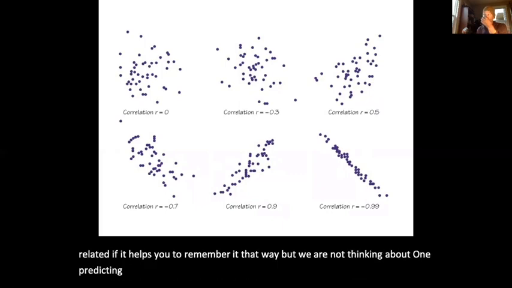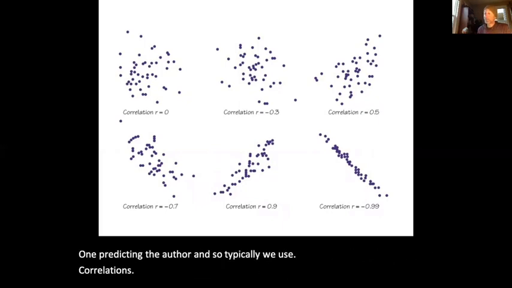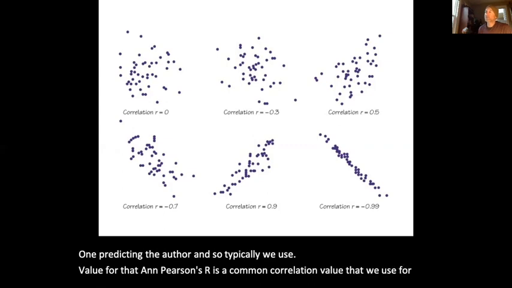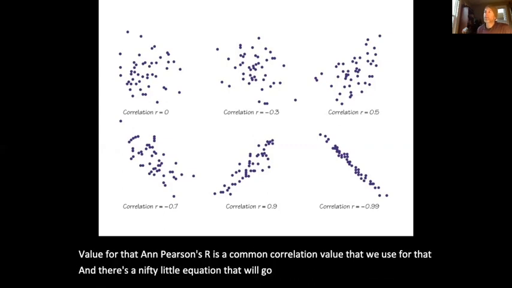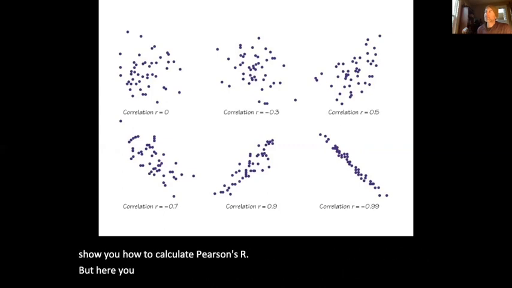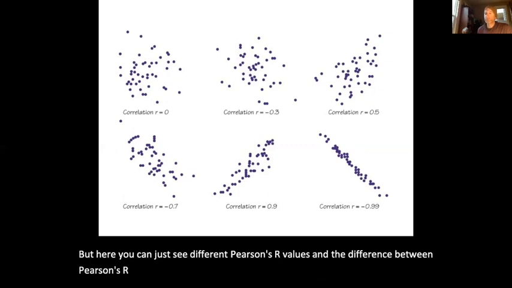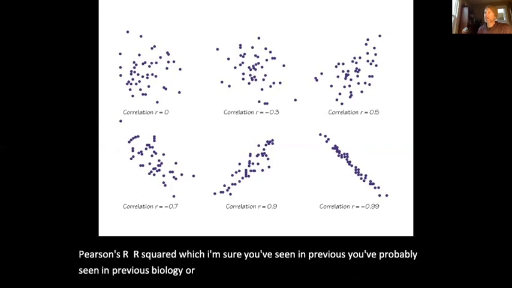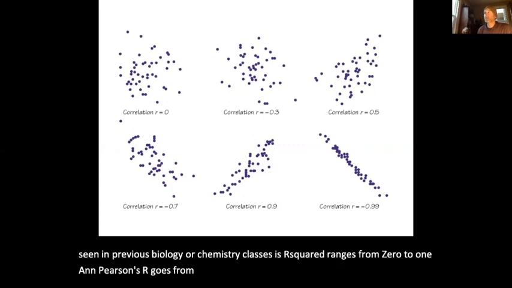And so typically we use a correlation value for that, and Pearson's R is a common correlation value that we've used for that, and there's a nifty little equation that we'll go through in a second that shows you how to calculate Pearson's R. But here you can just see different Pearson's R values, and the difference between Pearson's R and R squared, which I'm sure you've probably seen in previous biology or chemistry classes, is R squared ranges from 0 to 1, and Pearson's R goes from -1 all the way up to +1.